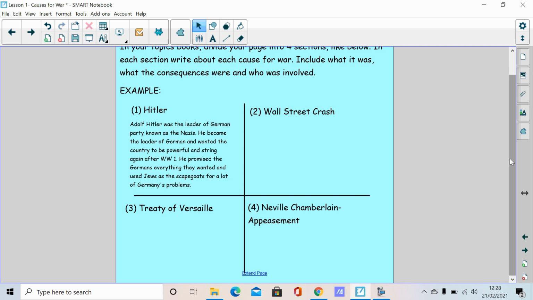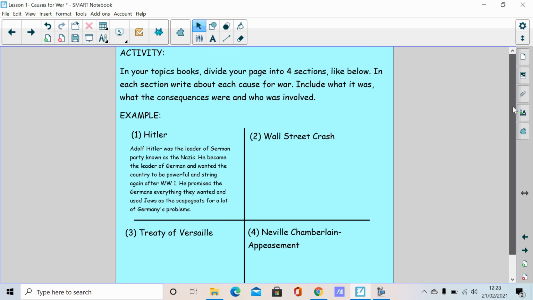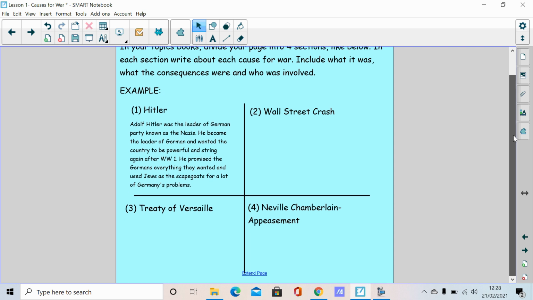When you build up all those causes together, it paints quite a picture in how World War II began. So what I want you to do for me today is, in your topic books, divide your page into 4 sections, just like I've done here, okay? And in each section, I want you to write about each of the causes for war. Include what it was, what the consequence would be, and who was involved. All right, so here's the example. I've got the 4 causes, so Hitler, Wall Street crash, Treaty of Versailles, Neville Chamberlain, and in each box, just talk about that cause, what you know about it. Why is it considered a cause for World War II?